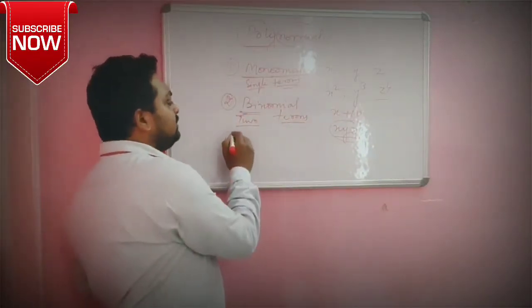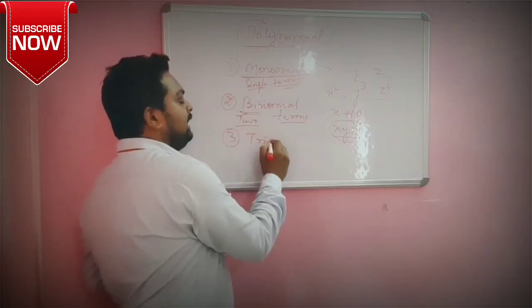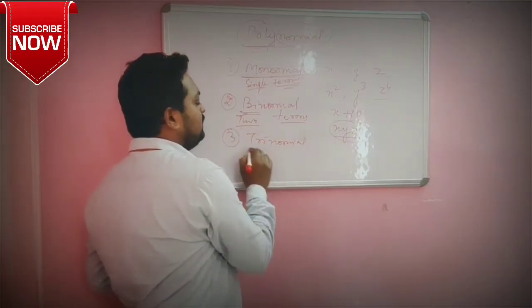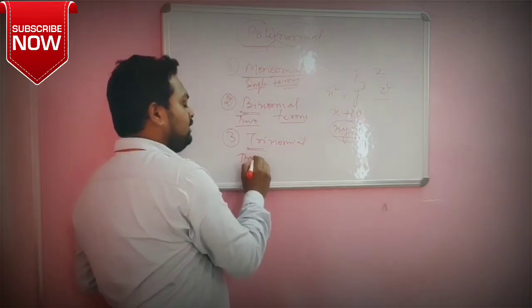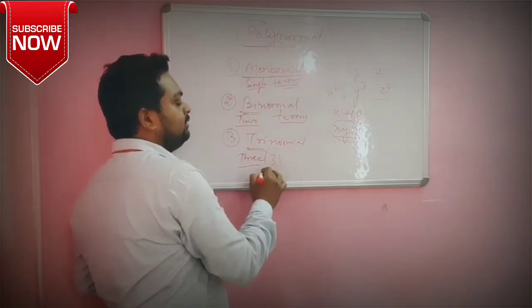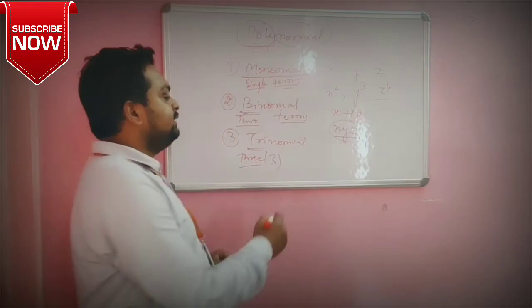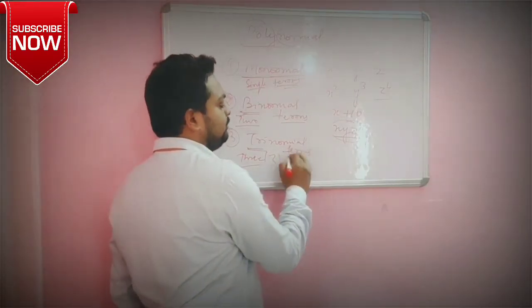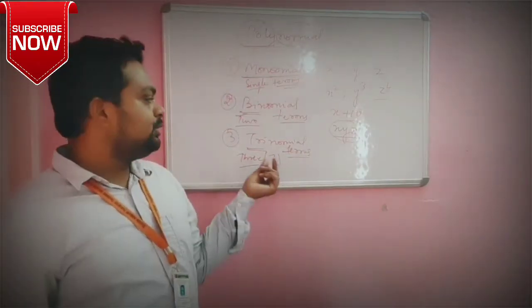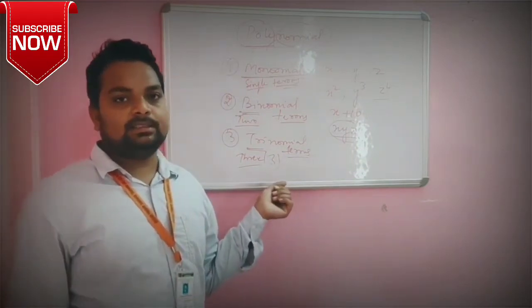Okay, now the next we can call trinomial. Tri is actually three. So three terms. The algebraic expression that consists of three terms is referred to as the trinomial.